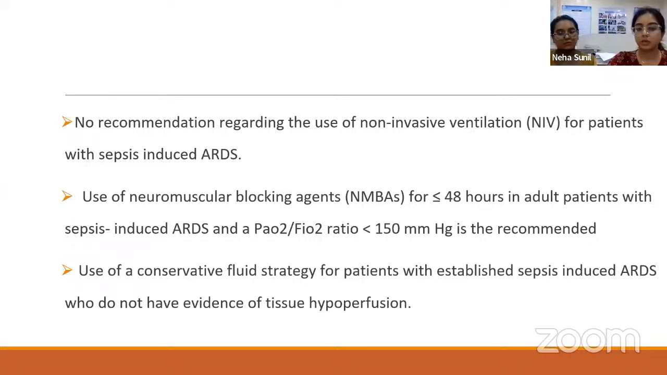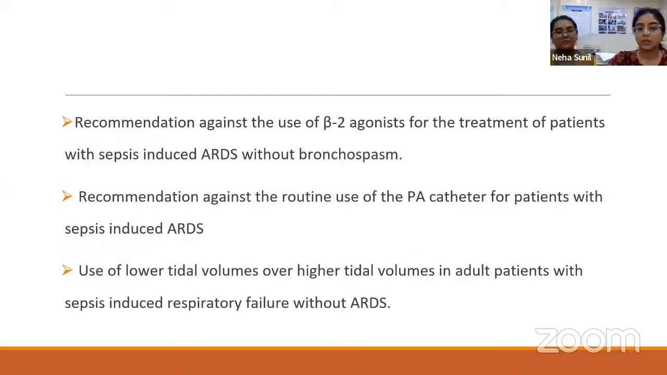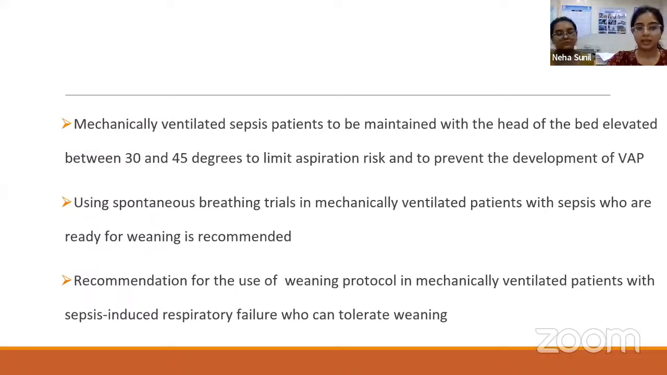Use of conservative fluid strategy for patients with established sepsis-induced ARDS who do not have evidence of tissue hypoperfusion. There's also recommendation against the use of beta-2 agonist for the treatment of sepsis-induced ARDS without bronchospasm. Recommendation against the routine use of PA catheter and use of lower tidal volumes over higher tidal volumes for patients with sepsis-induced respiratory failure. Mechanically ventilated sepsis patients to be maintained with the head of the bed elevated between 30 to 45 degrees to limit aspiration risk and prevent the development of ventilator associated pneumonia.